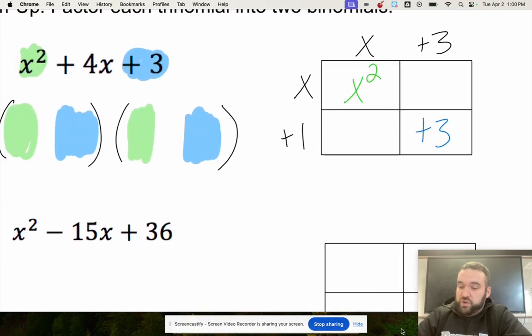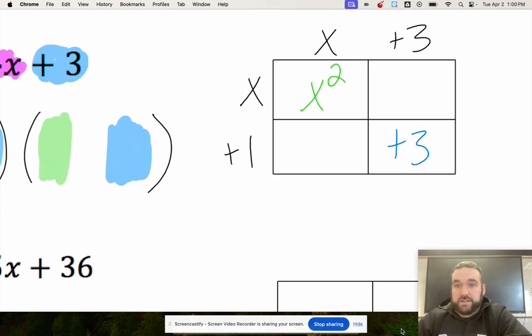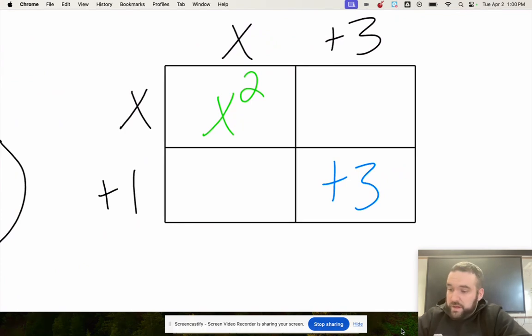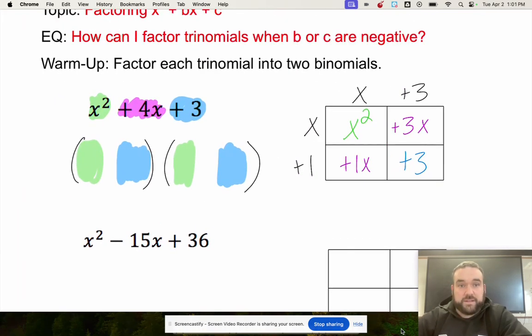I could do negative 1 and negative 3, which we'll talk about a little bit more later. And now what we need to do is check to see, do I get positive 4x when I combine these last two boxes together? So in the upper right-hand rectangle, I have x multiplied by positive 3. That is going to give me 3x. And then in the bottom left-hand rectangle, I have x multiplied by positive 1. So that will be plus 1x, because I'm multiplying a number with a variable. Can't do anything besides call it 1x. And if I combine those two terms together, 3x and 1x does give me the 4x that I'm looking for.